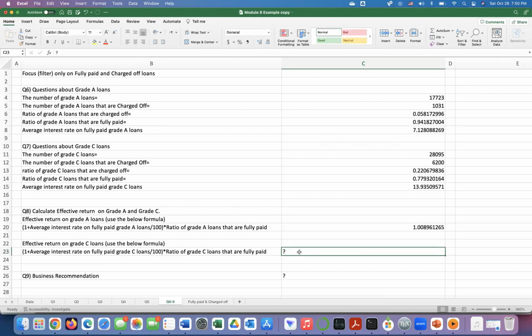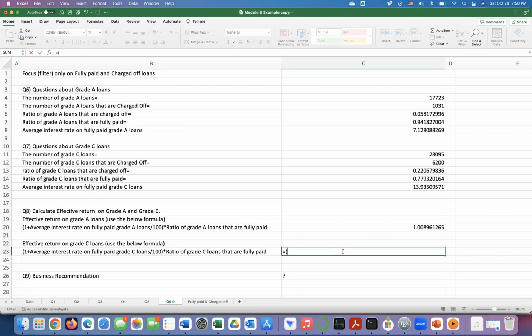How about this? So again, 1 plus average interest rates. The interest rate is in percentage, so we divide it by 100 to get rid of the percentage. 1 plus the average interest rate over 100 is the return, but not all of the loans are fully paid. For example, here, 22% of them, we don't get them back. So we don't care about that. So I'm going to do this.